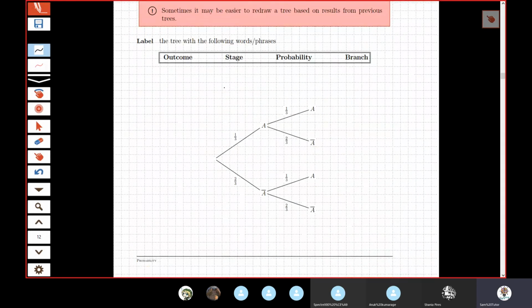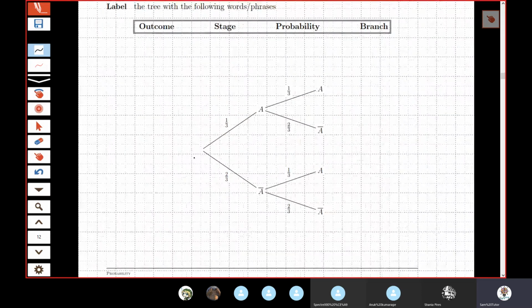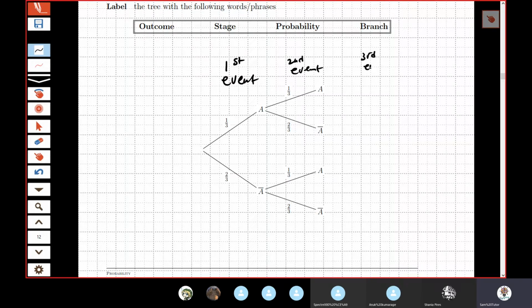I think most of us know how to draw our tree diagrams. The best thing to remember is, first, that this is the first event, and this is the second event, and this would be the third event, and so on. The second part is the probability of the event occurring, and then the probability of the event not occurring. So let's say winning or losing: the probability of winning is 1/3, the probability of losing is 2/3, and again the probability of winning is 1/3, not winning is 2/3.